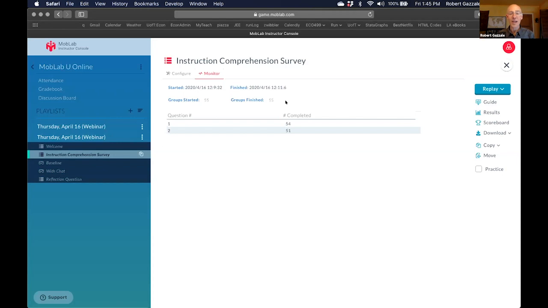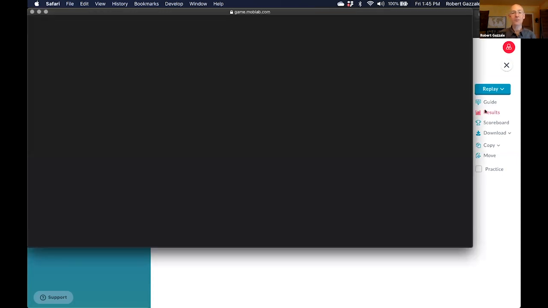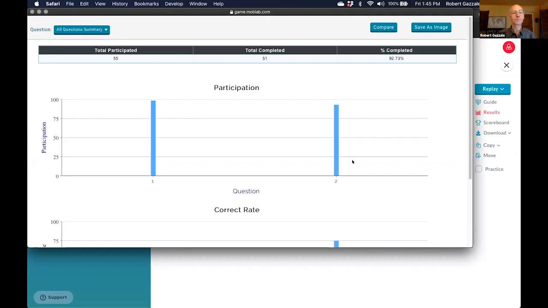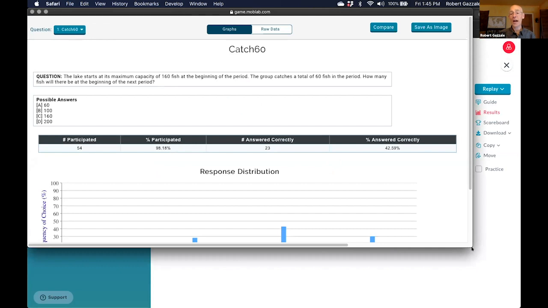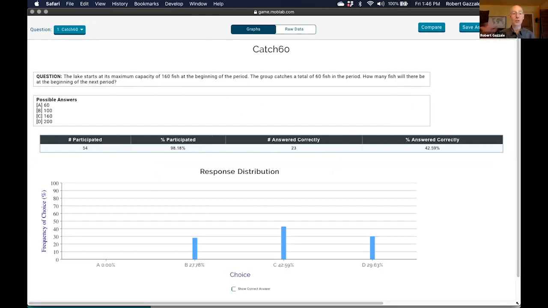Okay, great. Let's see how you did. I'm going to pull up the results from the survey. Let's turn to the first question. It asked: assume that the lake starts at its capacity of 160 fish, and during the fishing season, the group catches a total of 60 fish. How many fish will there be at the beginning of the next period? We can see from the distribution of responses that there's a little bit of confusion on this question. This one is the trick question.